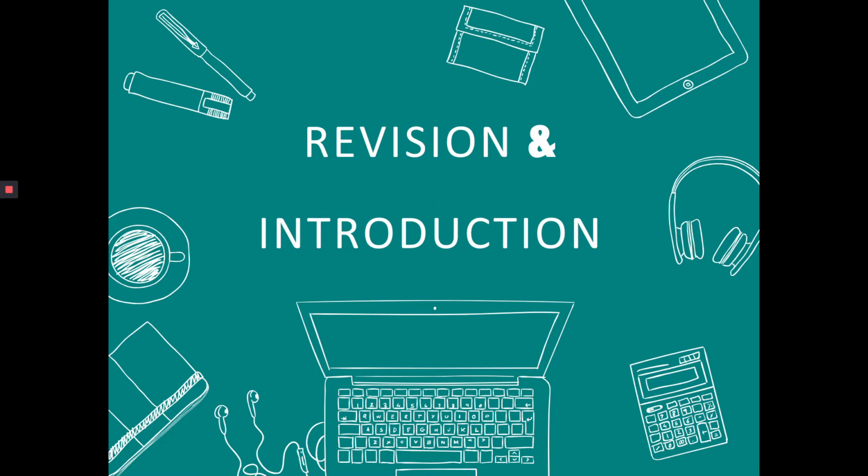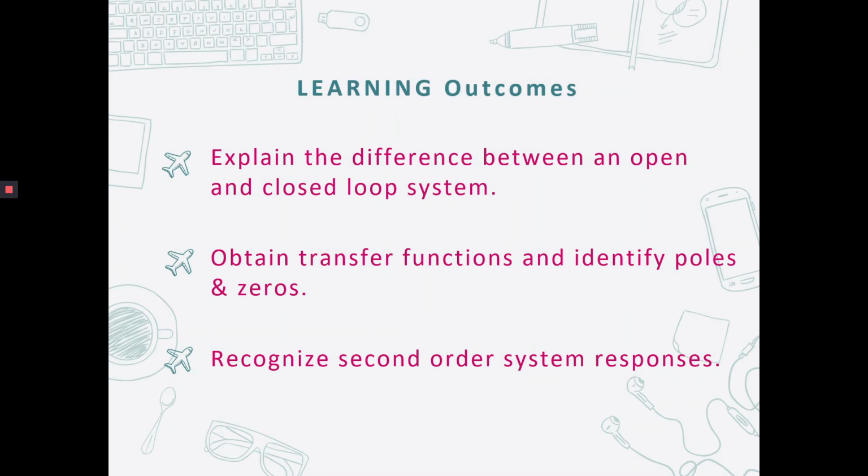So now we revise the basic control system, and I will introduce a few control system terms. In this introduction topic, there are 3 learning outcomes. First one is to explain the difference between an open and closed loop system. The second one is to obtain transfer functions and identify poles and zeros. And the third one is to recognize second order system response. All of these elements will be used in the next chapter on designing the control system using root locus and also Bode plot.